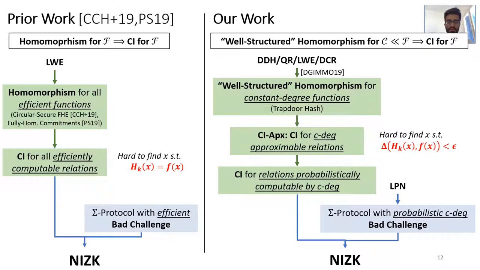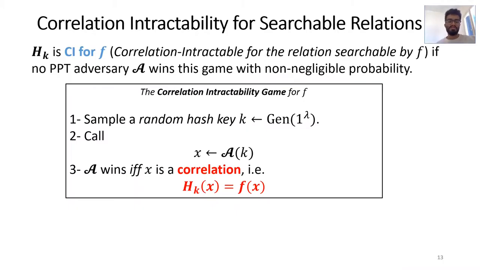Good. So following this outline, we can divide our results into three parts, and I'm going to go through one after the other. Okay, so let's first define what correlation tractability is. So we say that the hash function H is correlation intractable for a function F if for any polynomial time adversary, it's hard to win the following game, which we call the correlation tractability game. So the game goes as follows.